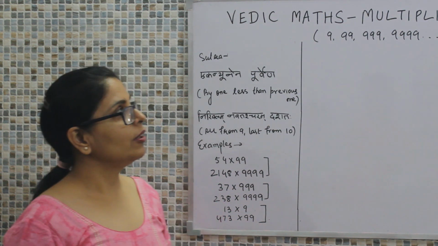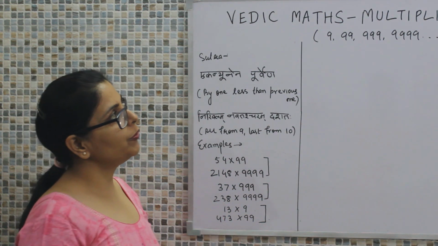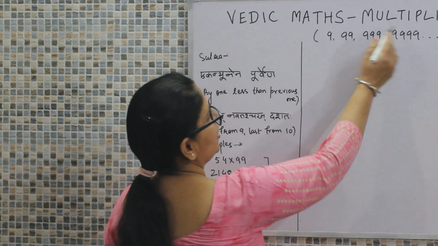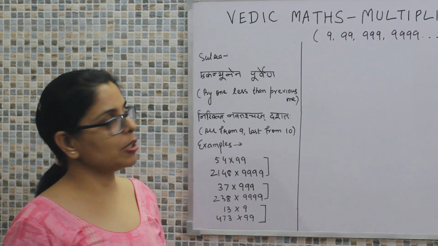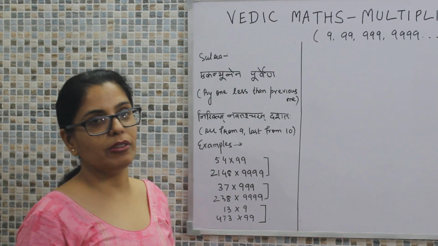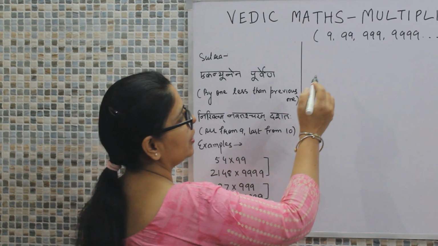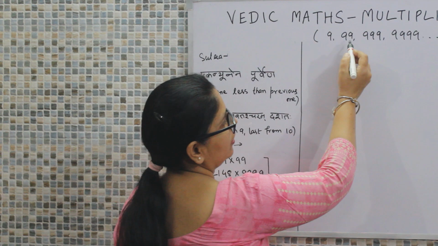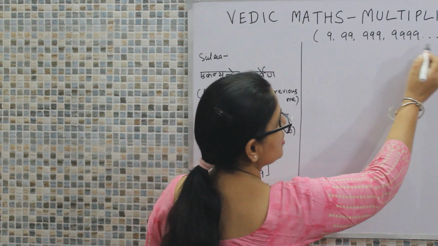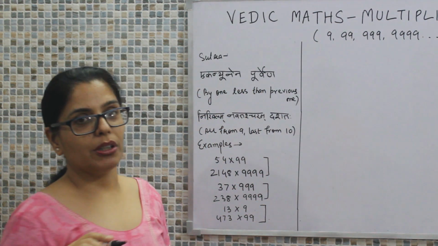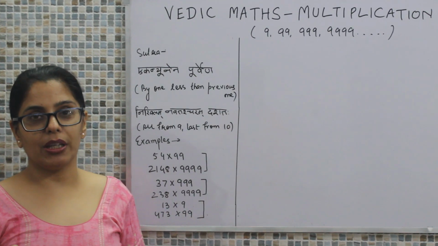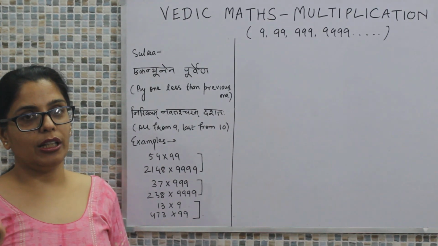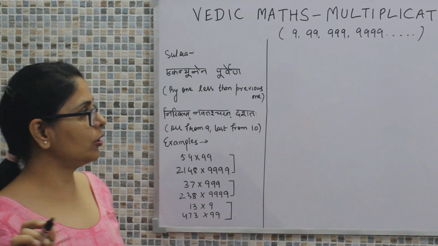Hello viewers, in this video we will be talking about multiplication using Vedic Maths. The special multiplication we will be taking up here is when we need to multiply values with 9, 99, 999, and so on. So in this video we will be talking about multiplication with the values of 9, 99, 999, and on and on.